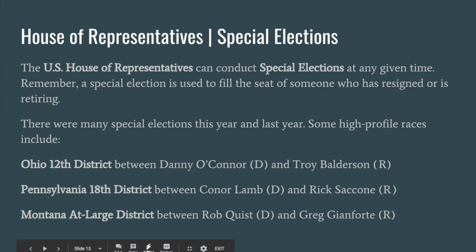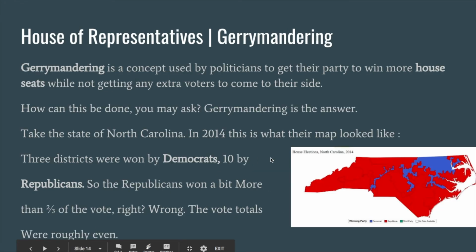Just for your reference, Ohio 12 and Pennsylvania 18 both went to the Democrats, and then Montana at-large went to the Republicans. One more thing for the House of Representatives, gerrymandering. It's a concept used by politicians to get their party to win more House seats, but without getting any more voters to come to their side.